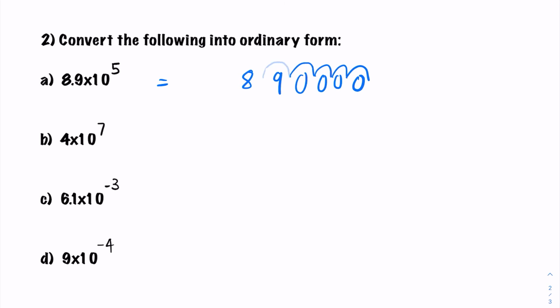So we get this number here, 890,000. Similarly, 4 times 10 to the power of 7, put our 4 in, and we're timesing it by 10, 7 times, so it's going to jump that decimal 1, 2, 3, 4, 5, 6, 7. You get 1, 2, 3, 4, 5, 6, 7 zeros on the end of there.